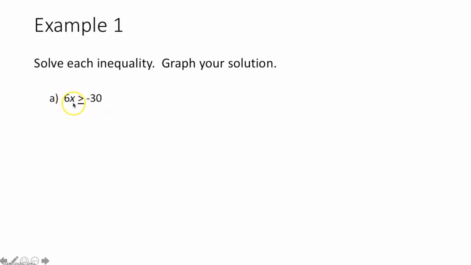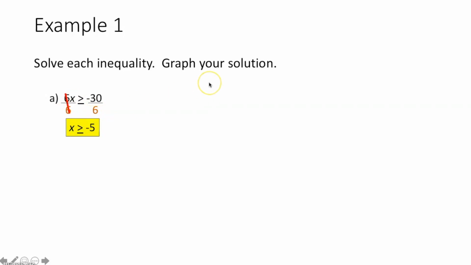Again, since it's 6 times x, I do the opposite, the inverse. I divide both sides by 6. These cancel out, and I get x is going to be greater than or equal to negative 5. You might be asking, why didn't I flip the inequality sign? It's only when you divide by a negative number. It's not when you are dividing into a negative number. We divided by a positive number, so we don't have to flip anything.